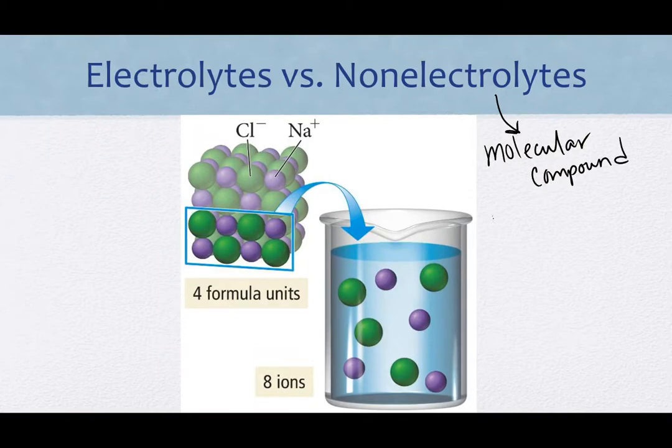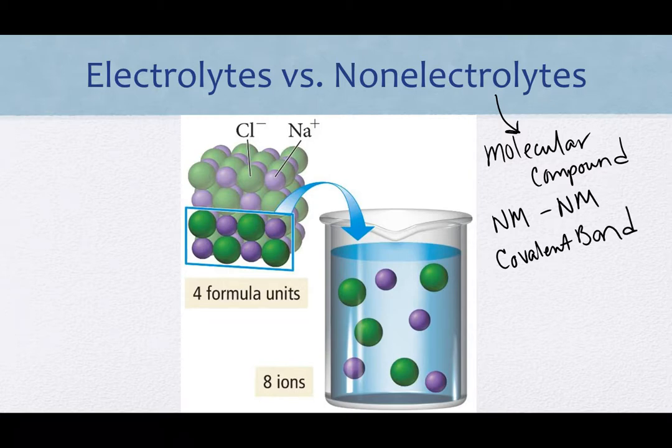Okay, so that's going to be a non-metal bound to another non-metal. So they're covalently bound. So molecular compound or a covalent bond. Okay. So a non-electrolyte, non-metal bound to another non-metal. We know that the bonding is covalent. It's called a molecular compound. But the big take home here is that they do not dissociate.